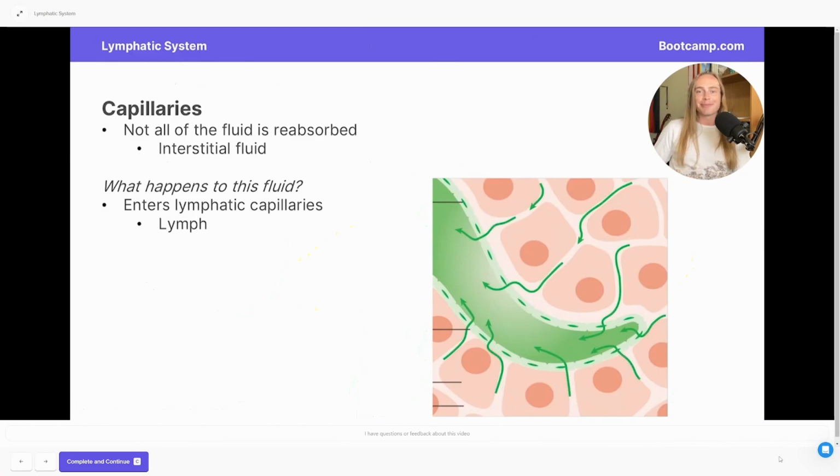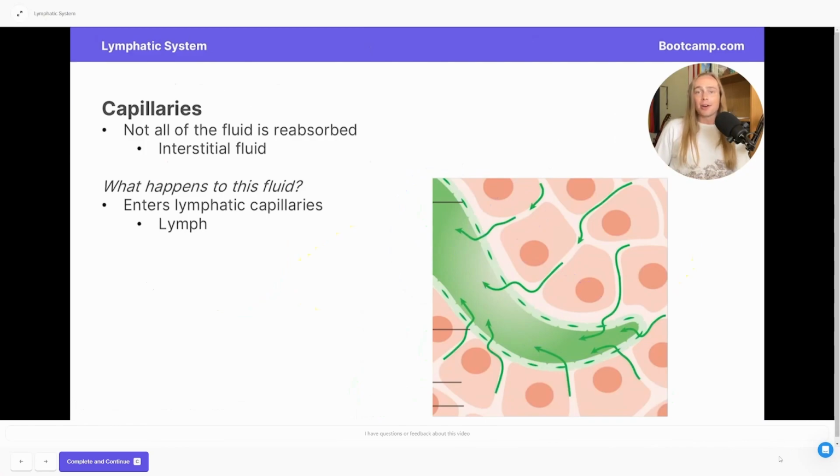Thankfully, the lymphatic system comes into play. The smallest of the lymphatic vessels are our lymphatic capillaries, and these capillaries are very leaky. Because they're so leaky, the osmotic pressure at the venule end of a capillary bed is plenty to push all this interstitial fluid into our lymphatic capillary. Once the interstitial fluid has entered our lymphatic capillary, it becomes what's known as lymph. Now, lymph is just a combination of interstitial fluid, fat, proteins, and even bacteria, and we'll talk about why it has some of those things inside of it a little bit later on.